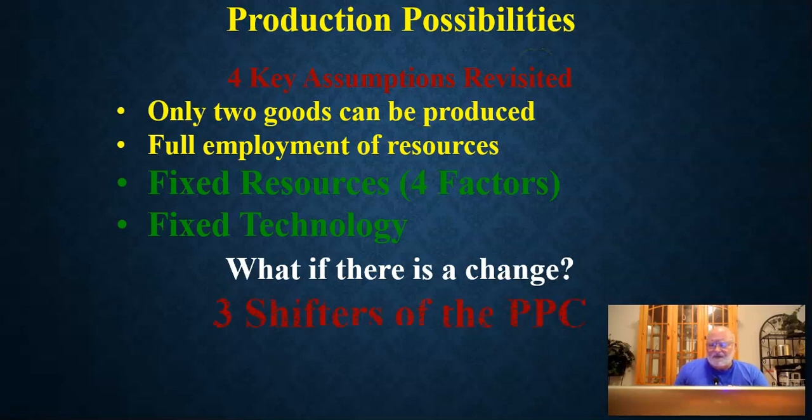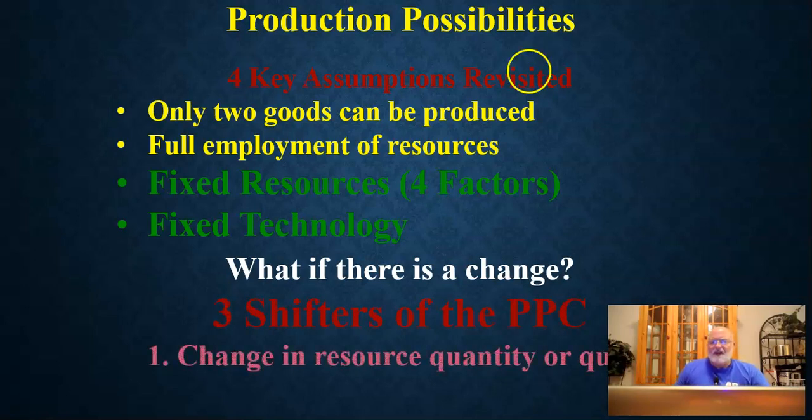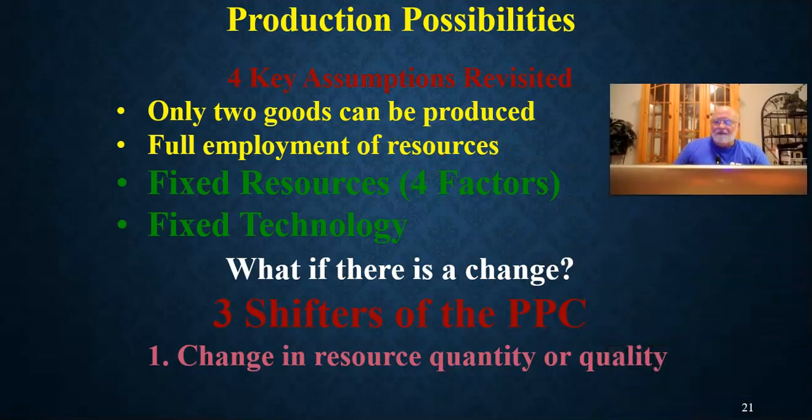Here's the three shifters of the PPC. Number one, a change in resource quantity or quality. Well, there's the oil one right there. If all of a sudden, I don't know, Alaska blew up. That's where we get a lot of our oil now. If all of a sudden Alaska and North Dakota disappeared from the face of the earth, what would happen to the PPF, the PPC? Well, that's where we get a lot of our oil.